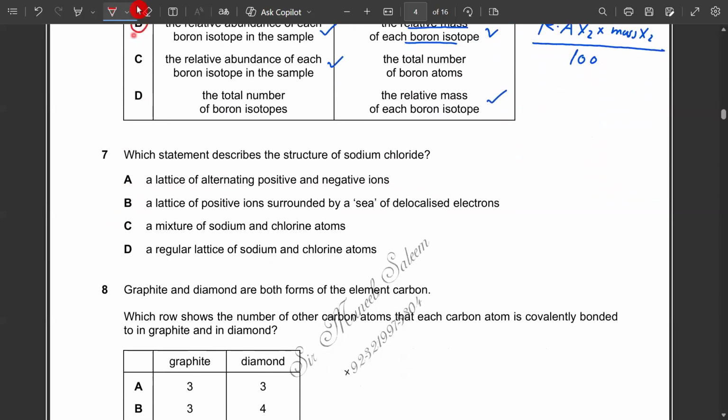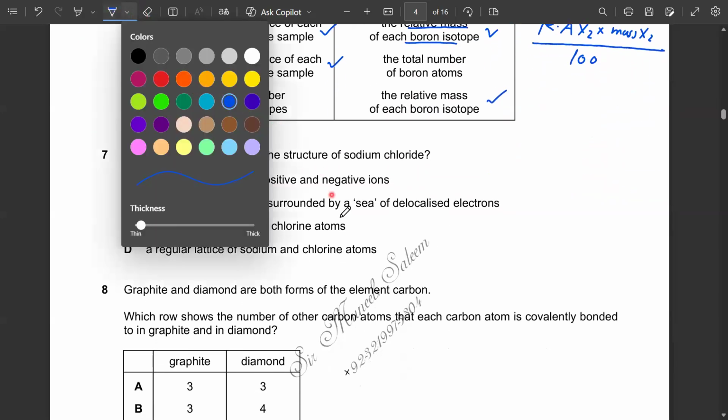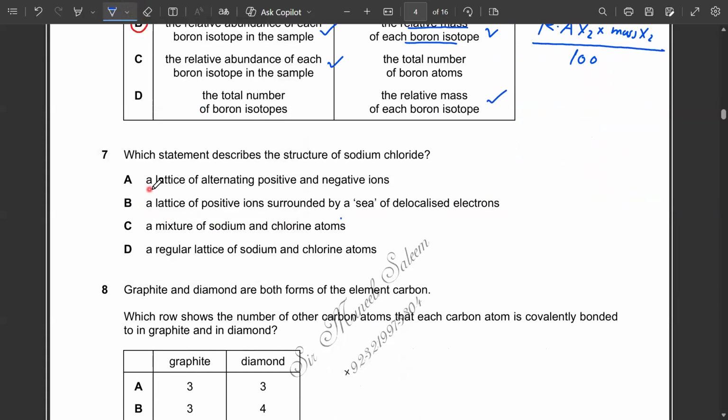Number 7, which statement describes the structure of sodium chloride? Sodium chloride, it's an ionic compound. So we will be looking at the information related to the ionic compound or ionic bond. A says it is a lattice of alternating positive and negative ions. So yes, in the ionic compound we have the alternate cations and anions. B says it is a lattice of positive ions surrounded by a sea of delocalized electrons. It is the definition of the metallic lattice.